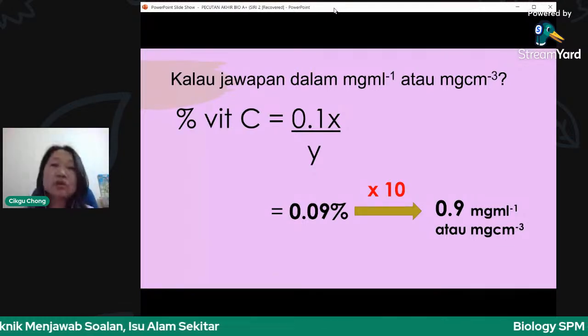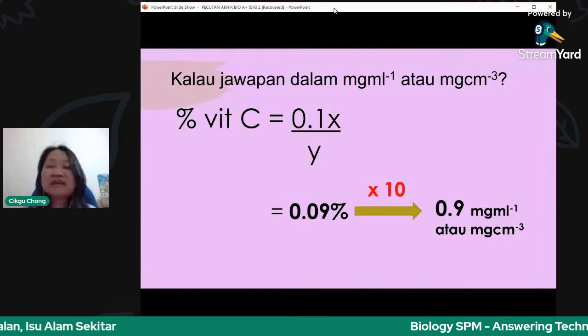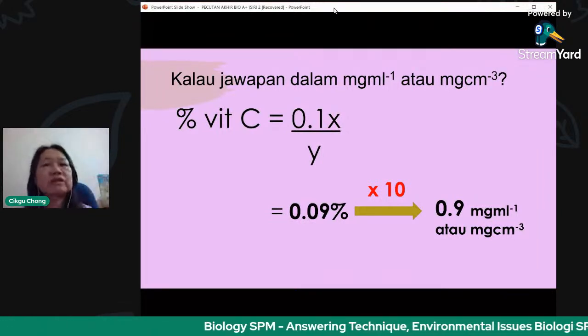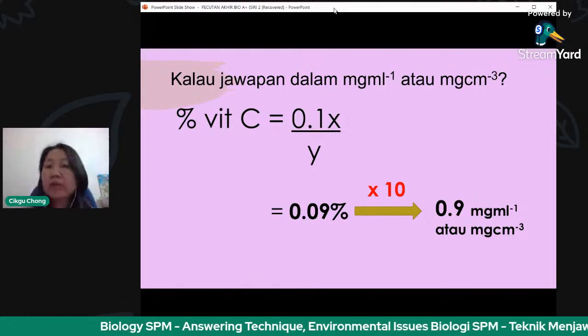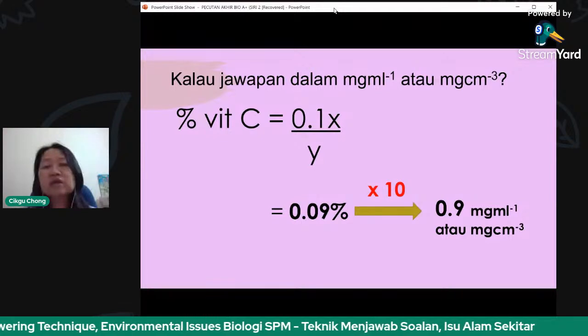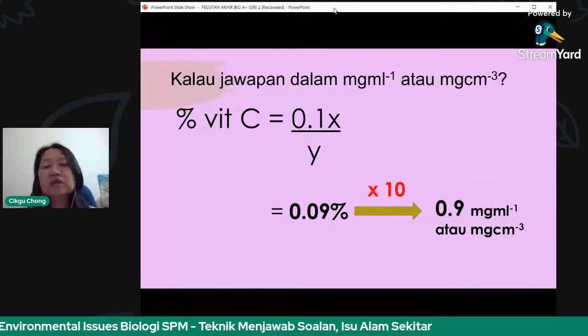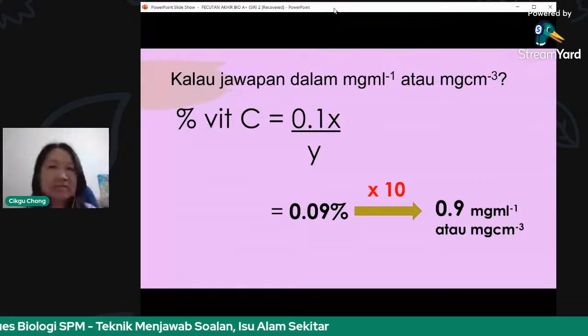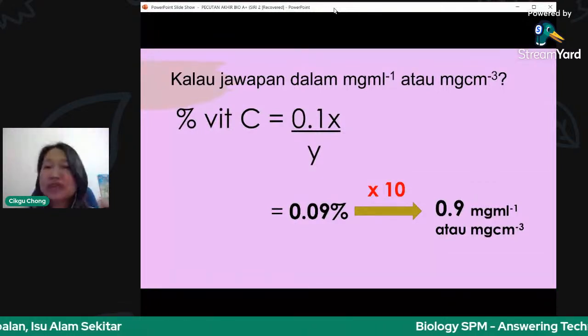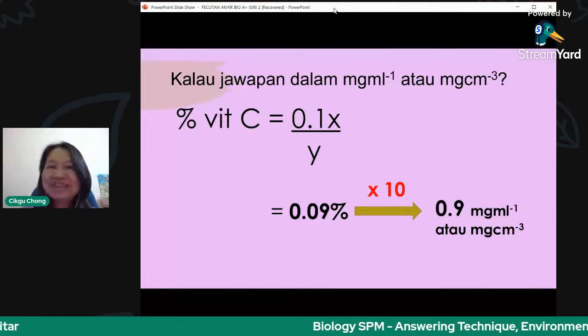Okay, simple as that. You must use the formula first, but always remember, your formula gives the answer in percentage. And when you want to convert into mg per ml or mg per cm cube, just times 10. Finish and done. No need to explain anything because the most important thing is you want the answer. All right, well done. Esther, you've got it right.